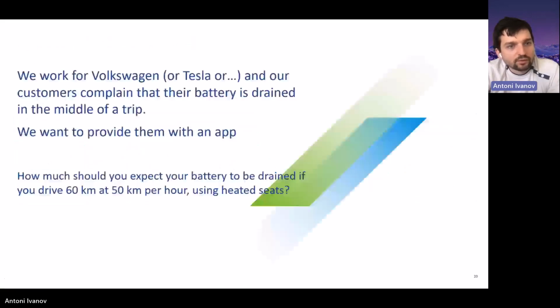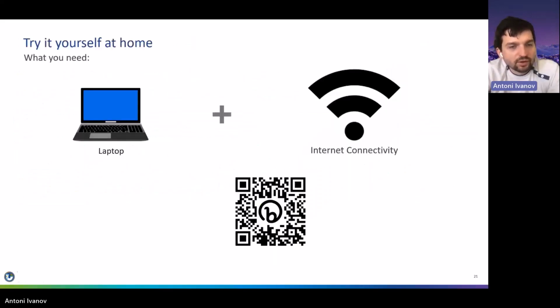I'm going to leave you with an exercise that you can try at home if you want to. If you go to this URL, you'll need approximately between half an hour and an hour. You can try out and see if you can create your own dimensional modeling with Versatile Data Kit.